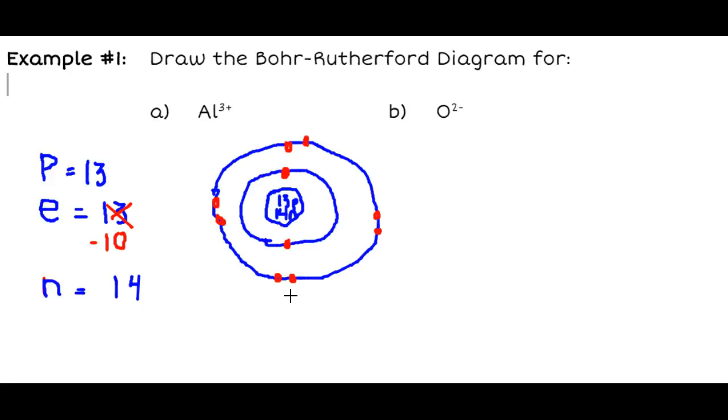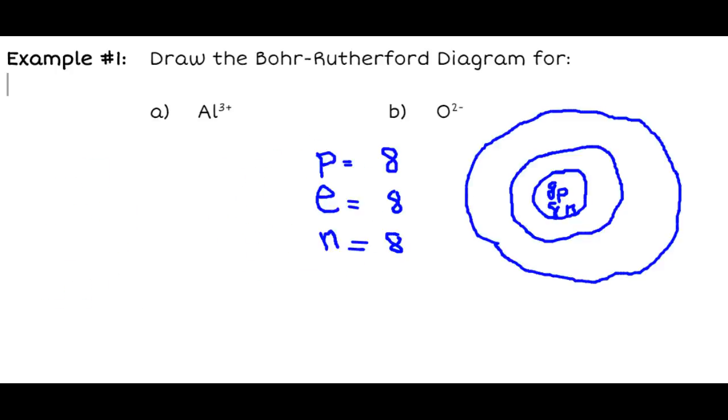Now what I'd like you to do is try to do O2 negative for yourself and then check the answer. Hopefully you've tried this on your own. So just to speed things up a bit, I've written out for the neutral atom the fact that oxygen would have 8 protons and electrons and 8 neutrons.